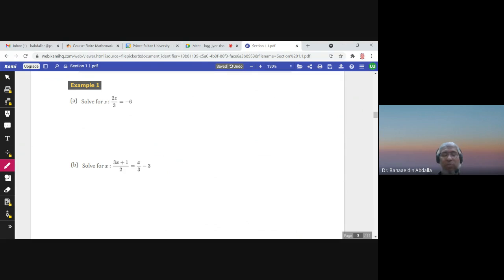Let us solve some exercises, some examples. Solve for z. We have a fraction. We have 3 in the denominator. So I will multiply both sides by 3. 3 will be cancelled with 3, and I will have 2z equals negative 18. And then I need to divide both sides by 2. Then z would be negative 18 over 2, which is negative 9.